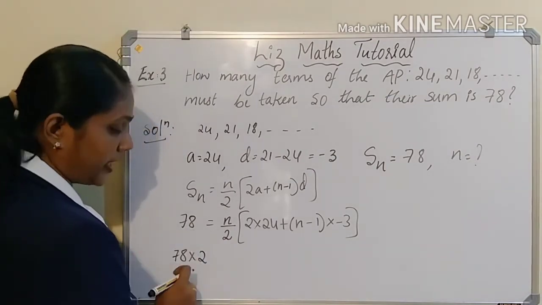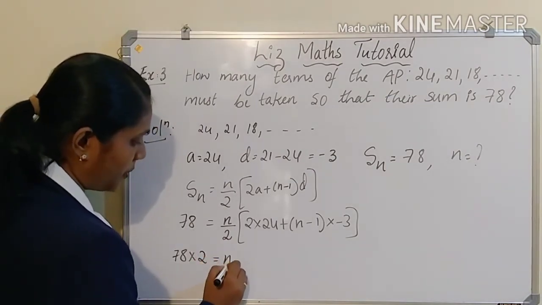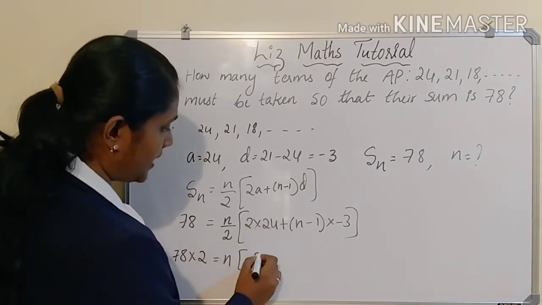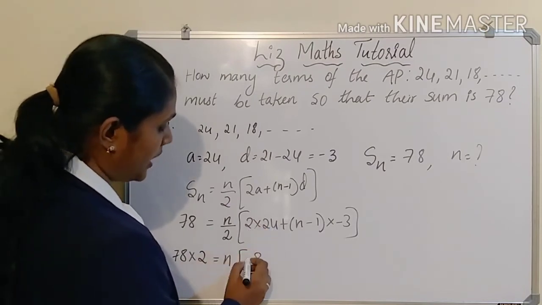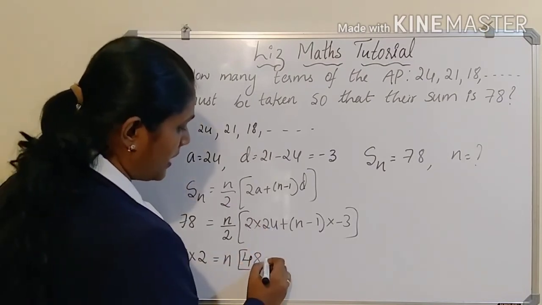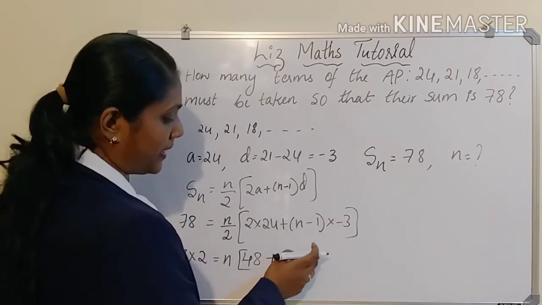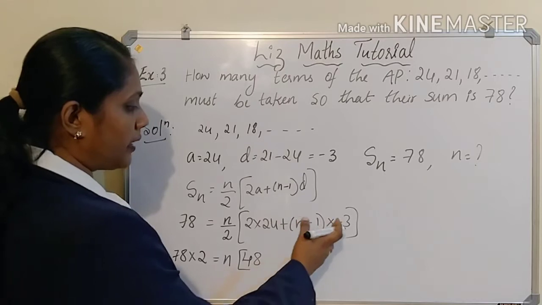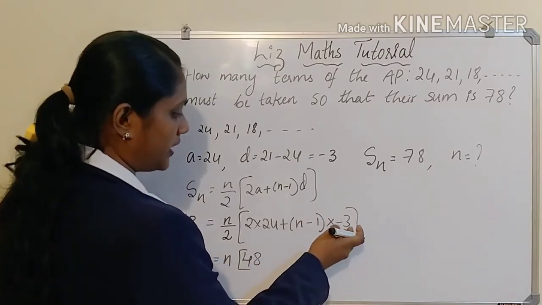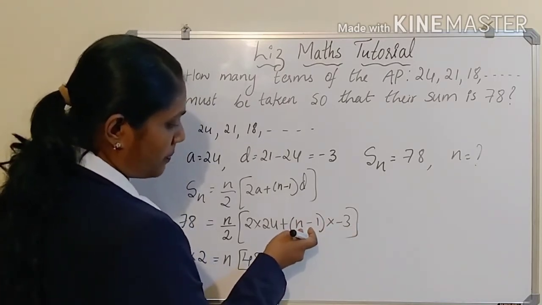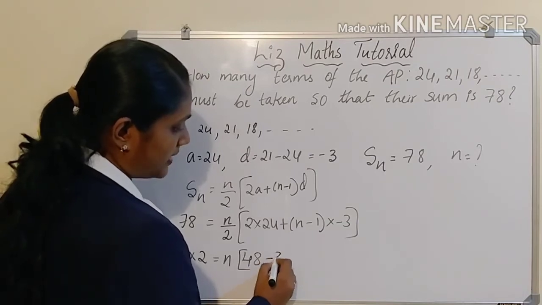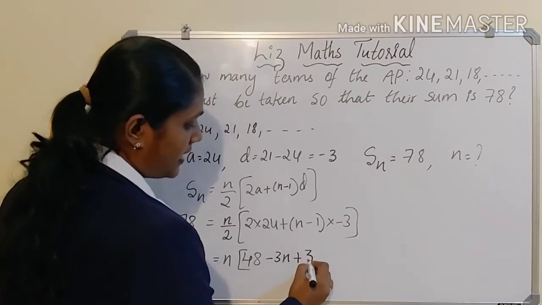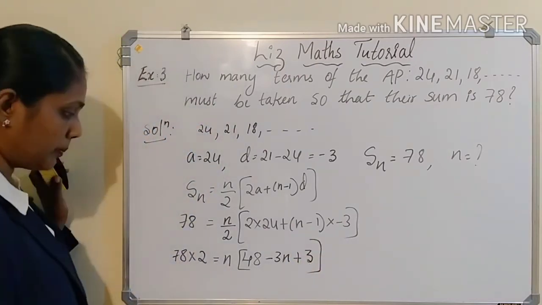Here division, here you will get multiplication, equal to n into 24. 2 2s are 4, 2 4s are 8, so 48. Plus, here you have to multiply, because here n minus 1 we can't do anything. So you have to multiply the outside term, minus 3. Minus 3 into plus n, what will you get? Minus 3n. And minus into minus you will get plus. 3 1s are 3. Hope you understood.